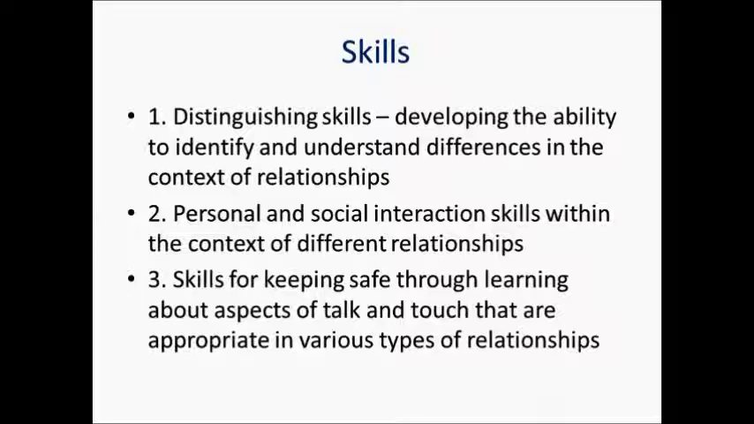So when it comes to distinguishing skills, understanding that the type of relationship we have with a person will determine how we behave when we are with them. With a family member, it will be different than with an acquaintance. Number 2, a good example would be the types of conversations we would have with different people in our lives. With an acquaintance, we may discuss the weather or current events, whereas with a family member, we may discuss our personal feelings and experiences. And with regards to number 3, the types of talk and touch will depend on the type of relationship we have with a person.